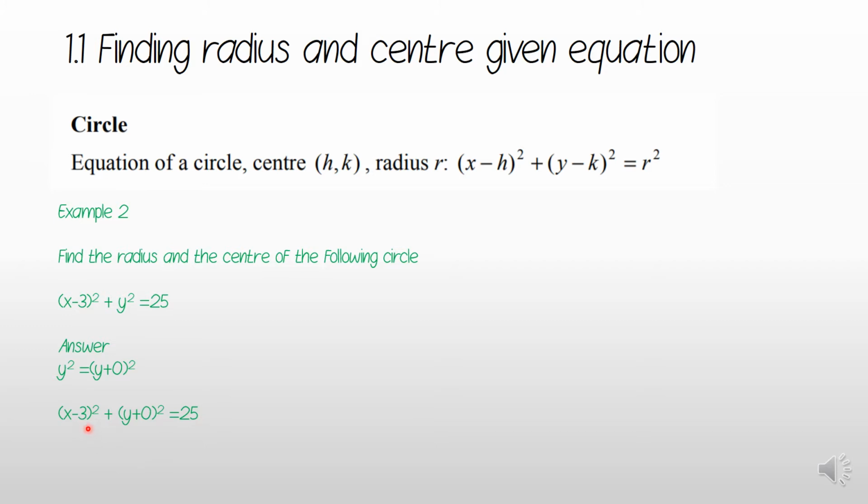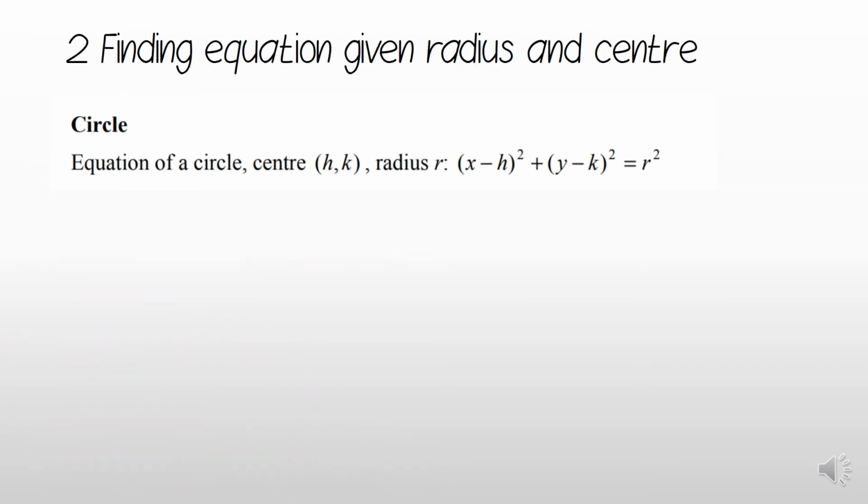To get the center, we get this value, we change its sign for the x coordinate. So this becomes plus 3. And then for the y coordinate, 0 and minus 0 are the same, so it's just 0. And then for r, we realize that the value on the most right hand side is r squared. So to get r, we get the square root of this 25. So if we do that, the center is (3, 0), and then the radius is the square root of 25, which is 5.